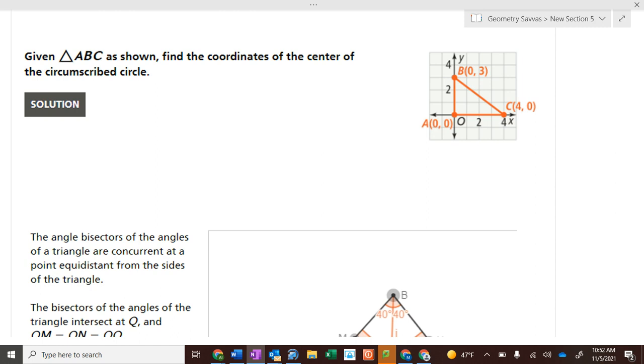1.5. If we cross it right there. What is the point of the circumcenter for this problem? 2, 1.5. Okay? All right. So that's circumcenter.